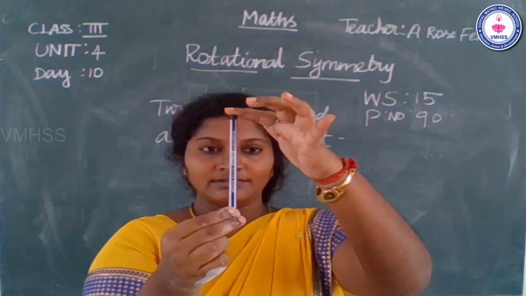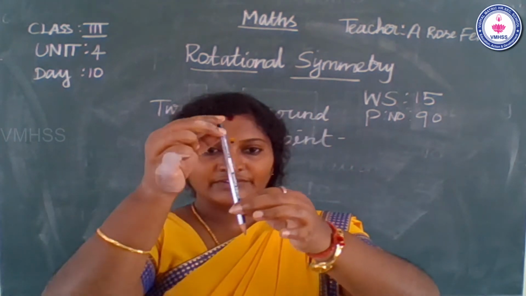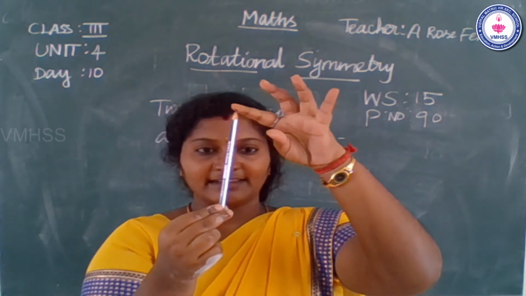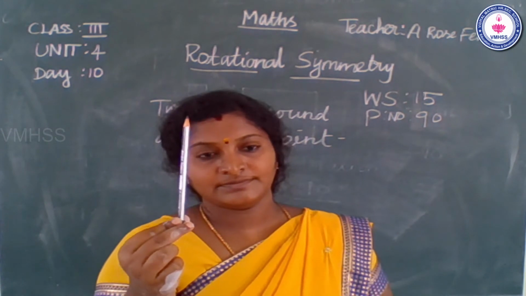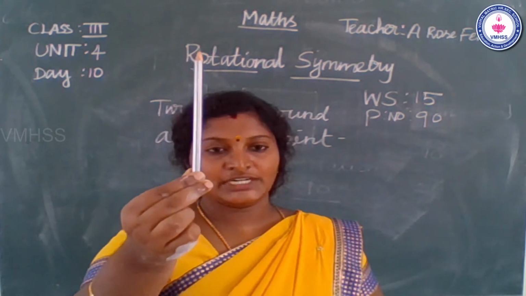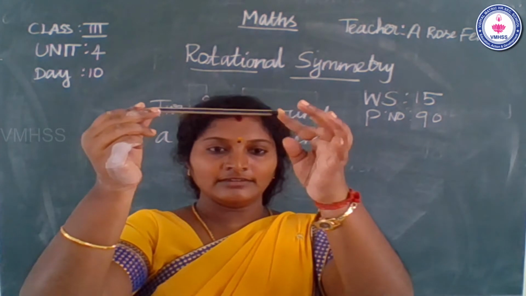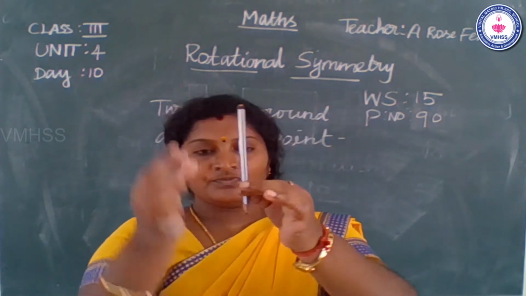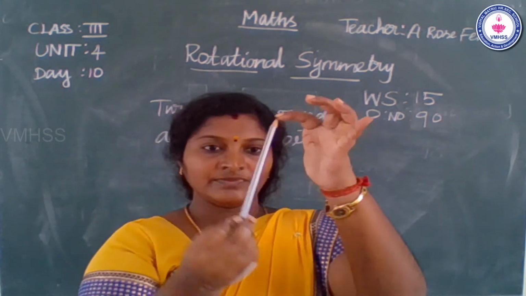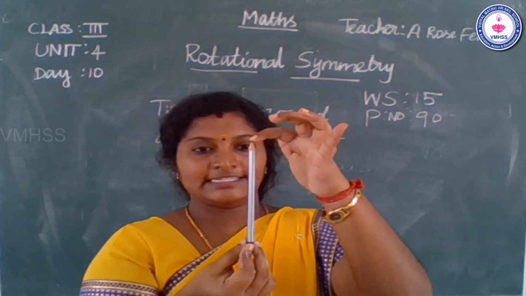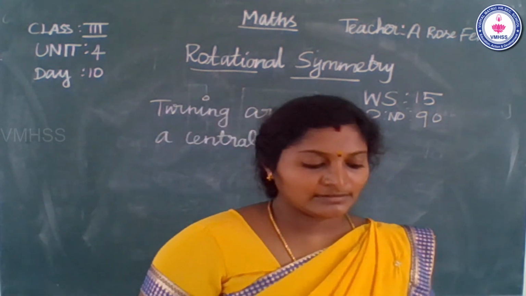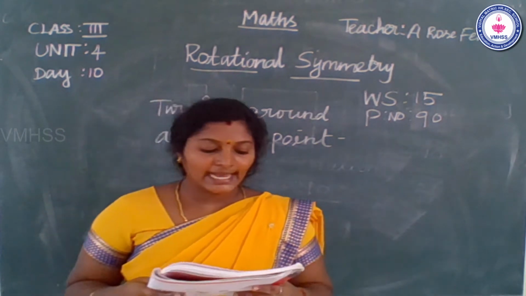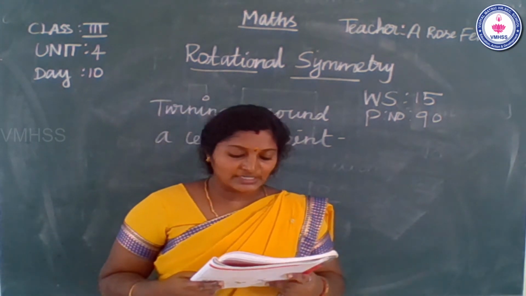So next slide. Okay, 360. So it's the original side, 90 degrees, 180, 270, 360. Okay, you understand? So it's the same. So first one, the object has line symmetry, no rotational symmetry.